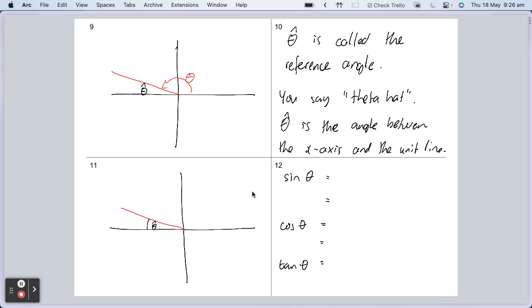If we have theta all the way in the second quadrant, then the coordinates here are going to be, and I'm just going to do it this way, it doesn't really make sense in how we talk about things, but the x coordinate is going to be negative and the y coordinate is going to be positive. Which means that sine is going to be positive because the y coordinate is positive. Cosine is going to be negative because the x coordinate is negative. And tan is going to be negative.